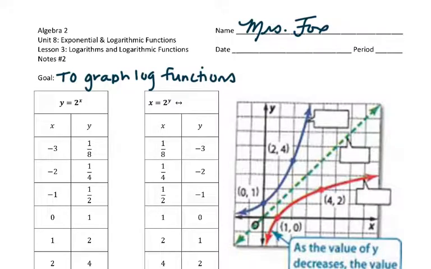All right, and then way back when, we talked about what inverses were. If you remember, when we tried to solve for an inverse, you would take the x and the y and switch places and then resolve for y. You can see from the table on the left to the right, all that we did was switch the x and the y. The y becomes an x, the x becomes a y. So these two graphs are inverses.